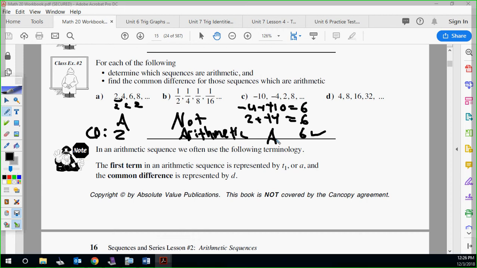Okay, D, you can see it's doubling here, so you kind of see it's not going to be arithmetic again. You have 8 minus 4 for 4, 16 minus 8 is 8, 32 minus 16 is 16, so no, not arithmetic here.